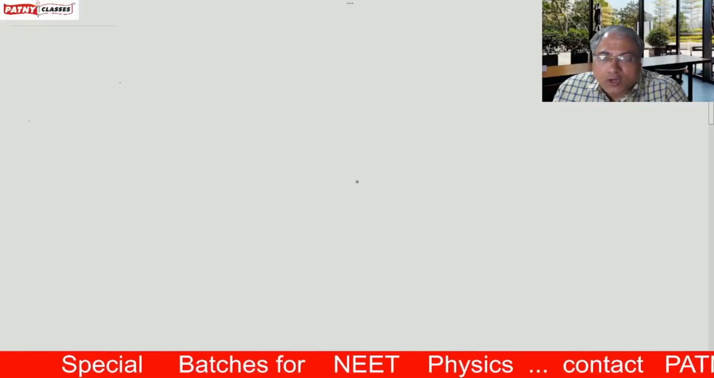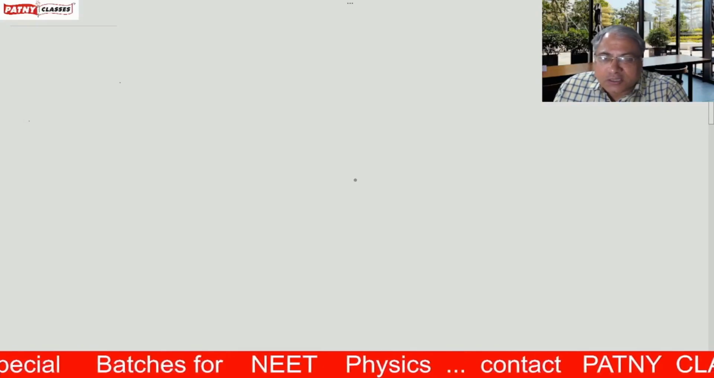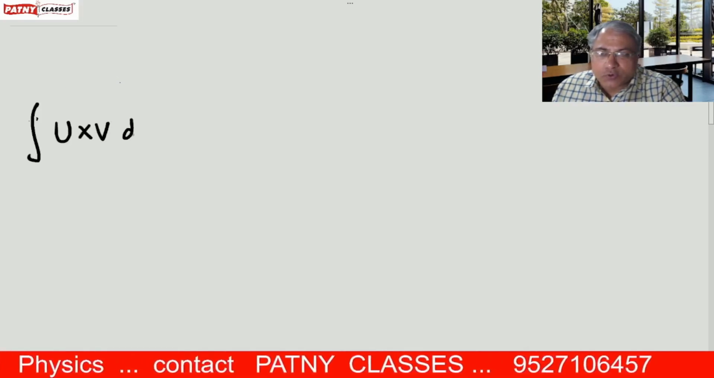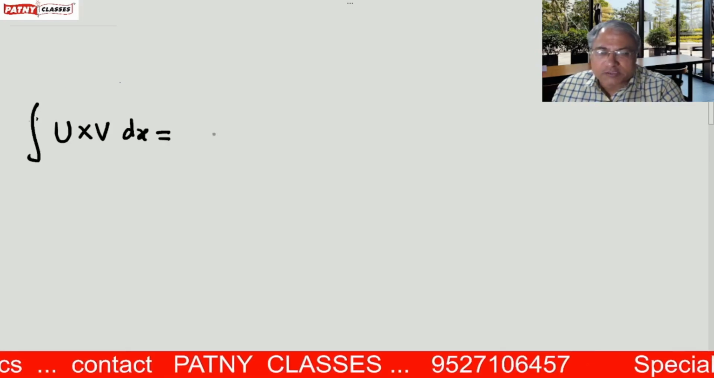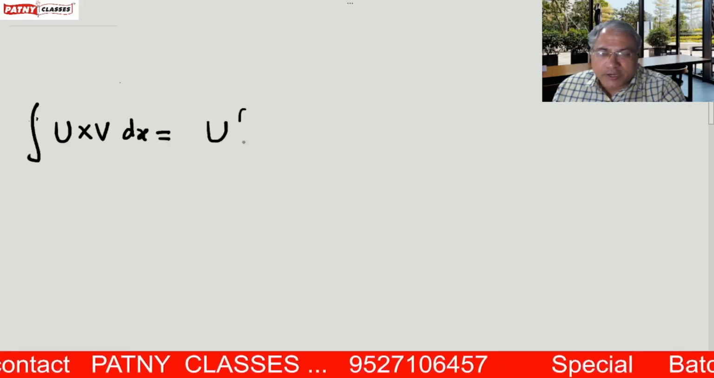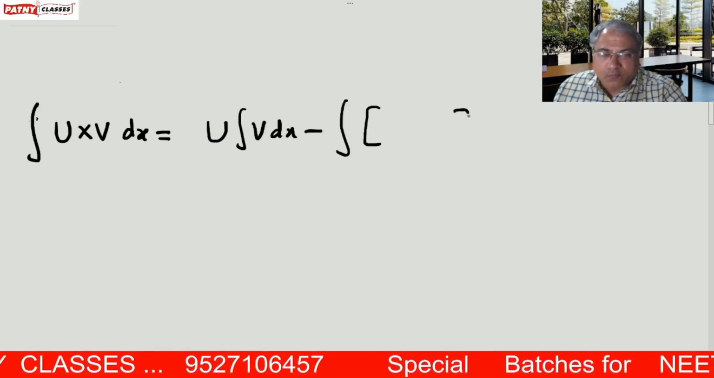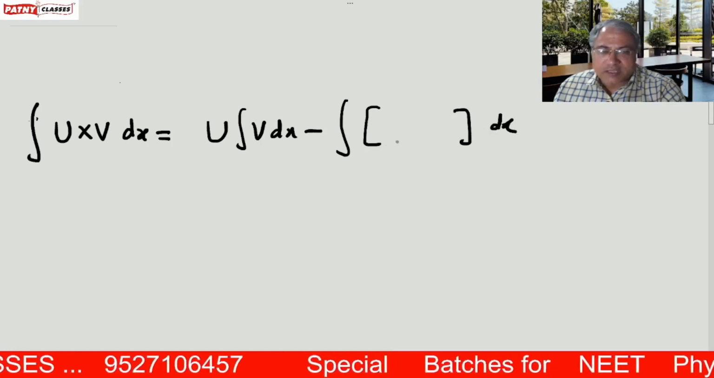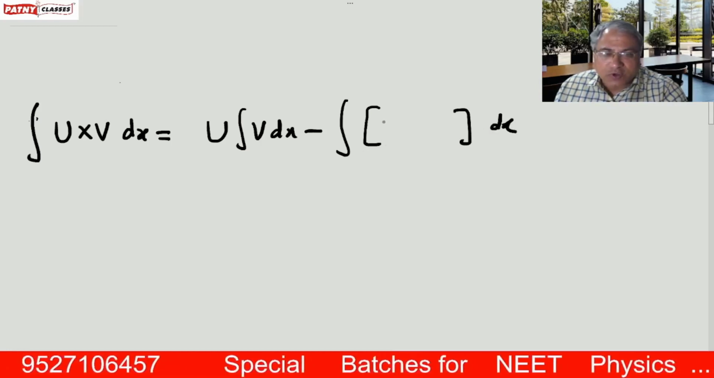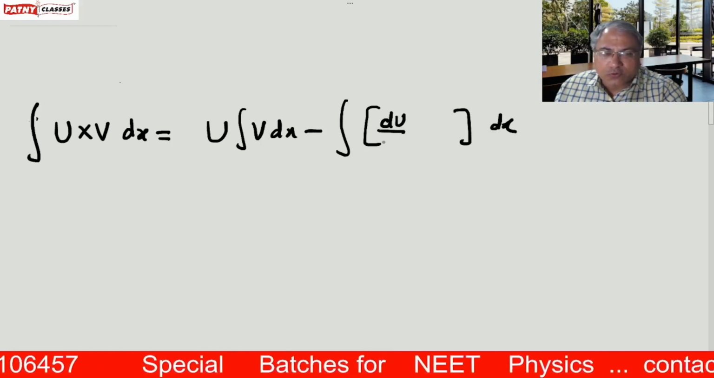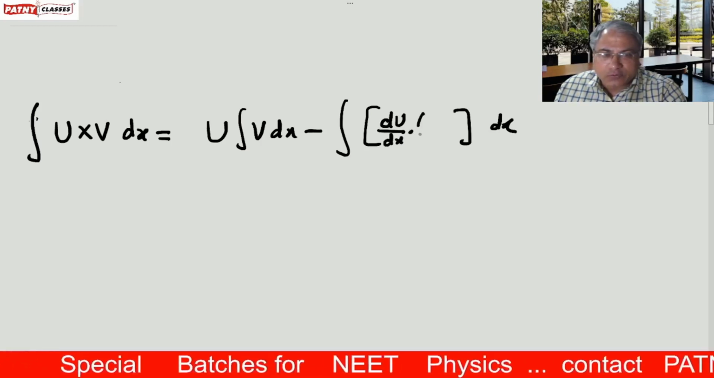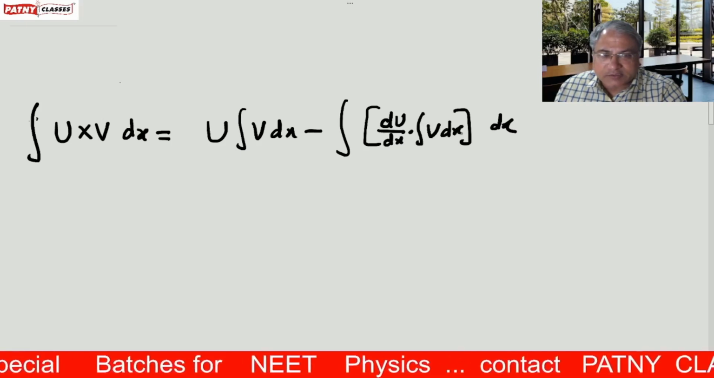Now we are going to learn a new method of integration, that is integration by parts. In this method, two functions are given to us. One is u, another is v. So integration of u into v with respect to x equals to u integration of v dx minus integration of box. What is there inside the box? Inside the box we have two operations: one is du by dx multiplied by integration of v dx.